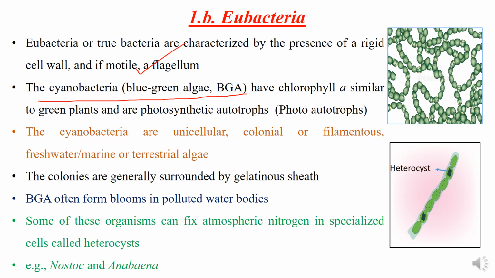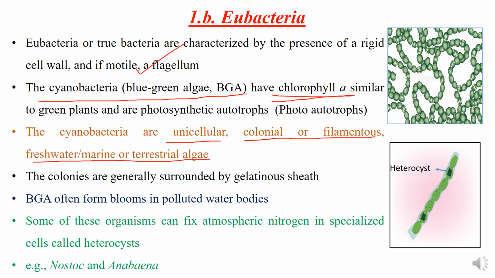You have to remember that cyanobacteria are also known as blue-green algae, BGA. They have chlorophyll a. You have to remember this chlorophyll a. This is similar to green plants. That's why they are capable of synthesizing their own food material. So we can call them photoautotrophs, which can synthesize their own food material with the help of sunlight. And coming to the structure, the cyanobacteria are unicellular and they may be colonial or filamentous. That means they may be present in a group of cells, associated with one another, and present under one sheath-like structure in the filamentous form, and they may be present in freshwater, marine environments, or as terrestrial algae.